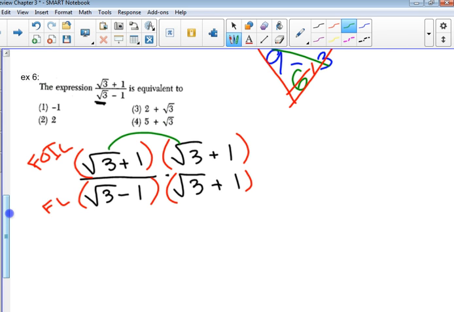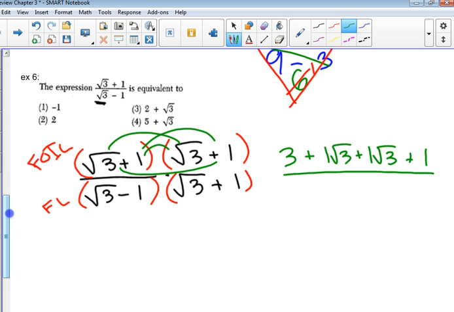These are first, we get 3. The outers are going to give you a radical 3. If you want to write like 1 radical 3, that's okay. Same thing with the inners. You get a 1 radical 3. What's the last one? 1. Good. All right. Awesome.